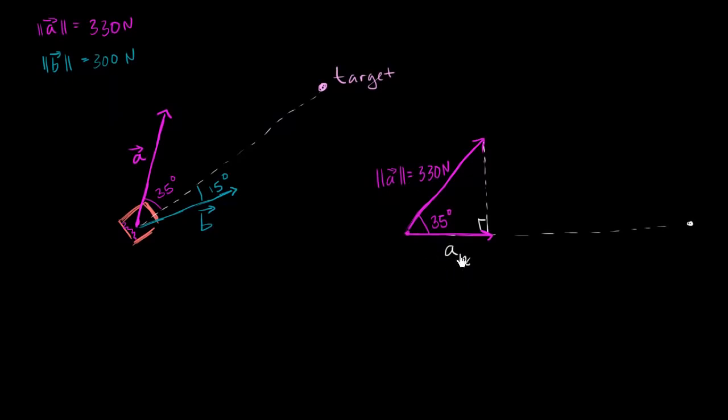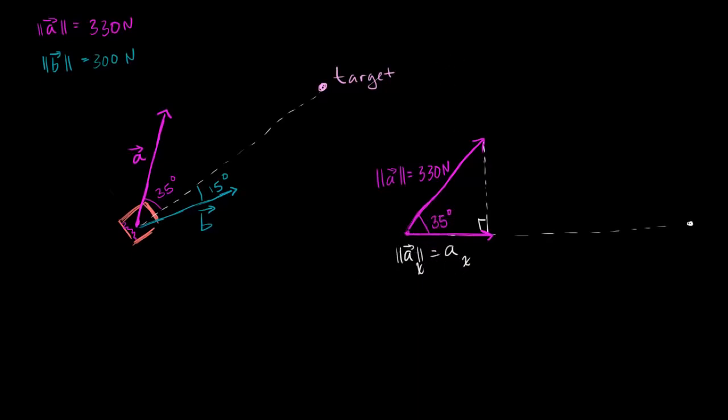Let me write it this way just so we don't confuse. Let's just say the magnitude of the vector in the x direction. So this vector right over here, the magnitude of that, we'll just write without the vector notation. So how can we think about that? Well, we know cosine is adjacent over hypotenuse.